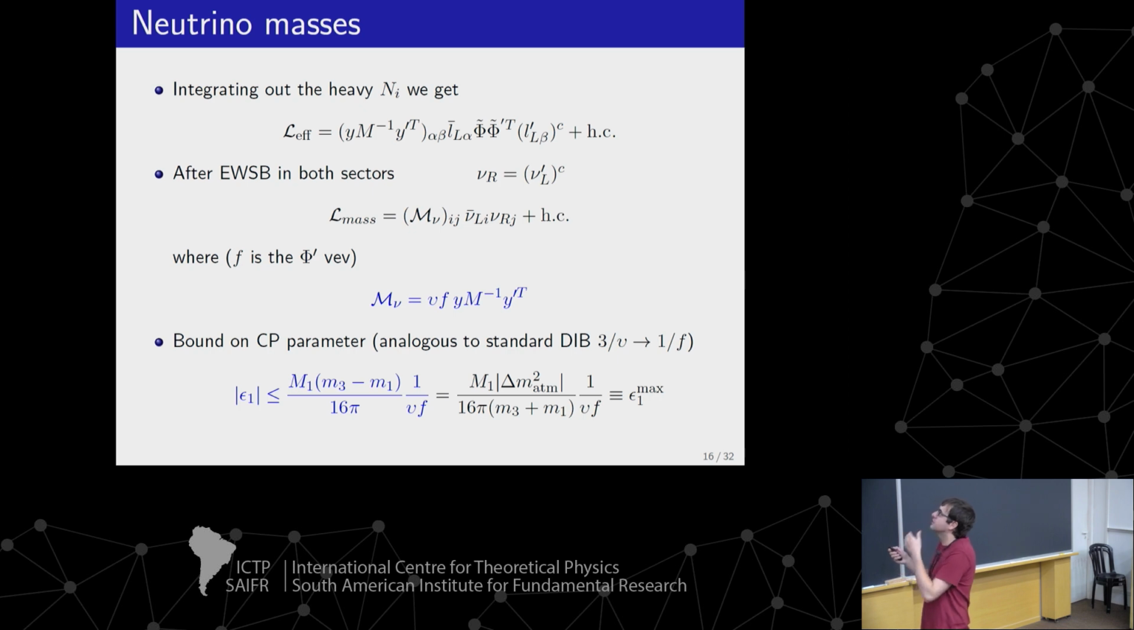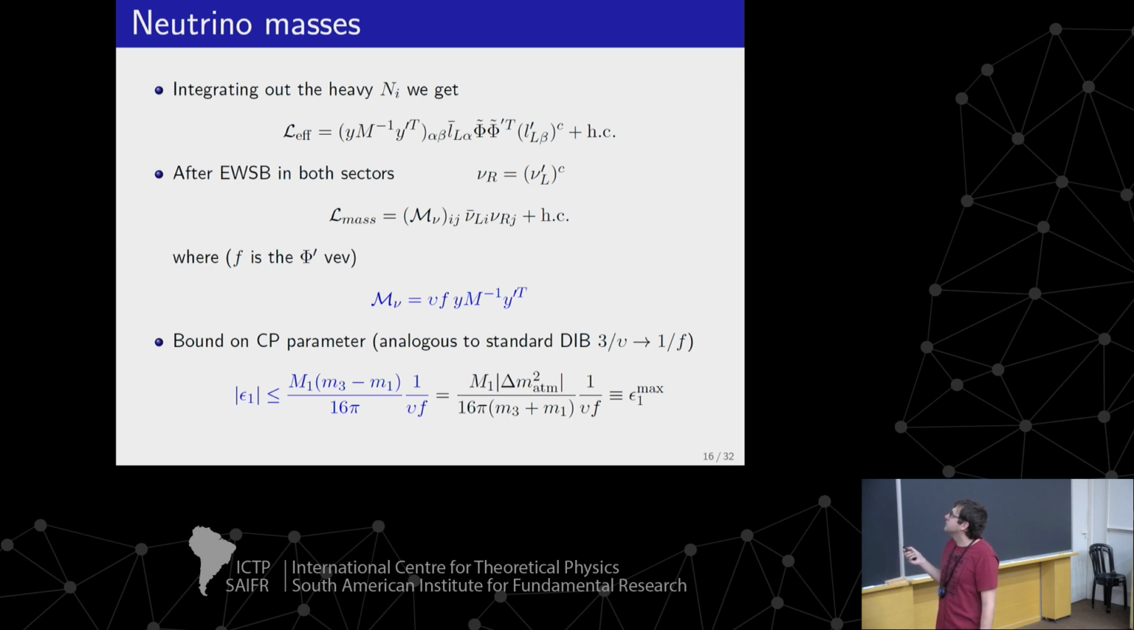Now you can integrate out this heavy Dirac guy we constructed before. And then you have a generalized Weinberg operator, when you have Lx, but then L prime x prime, right? And then the coefficient is y squared, y prime over M. And then you see that after electroweak symmetry breaking of both sectors, so we call v the vev of this and f the vev of the primed one, what we get is a mass term that is proportional to Vf, and then y prime over M.